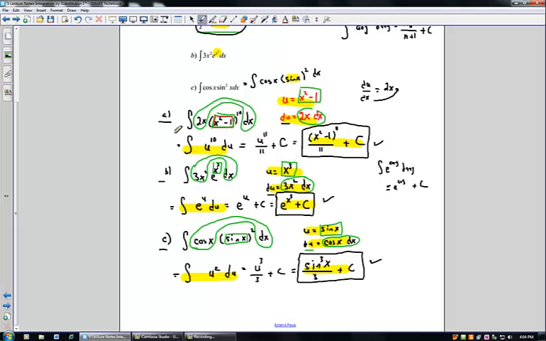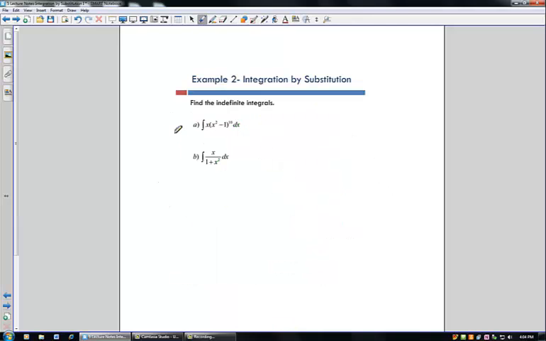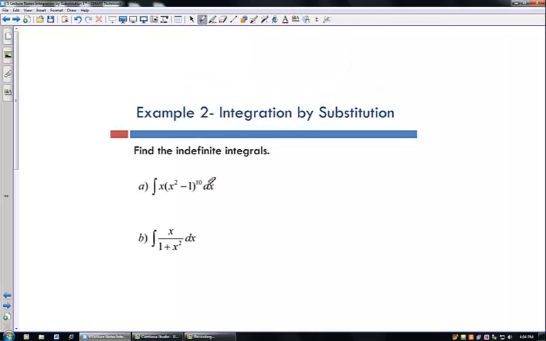Okay, let's take a look at the next type of problem. And let's zoom back in here. So sometimes your du doesn't perfectly match up with your integrand. So let's take a look at an example of that. So here are two more problems. And the first one, you can follow the same format. You say, okay, what's going to be my u? Well, it's going to be that thing on the inside.